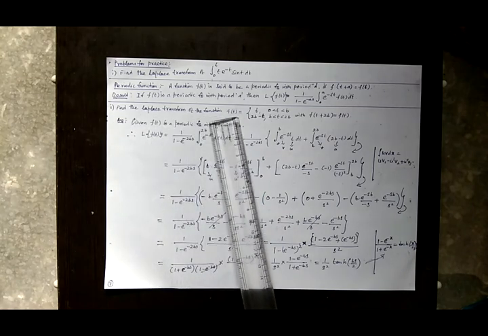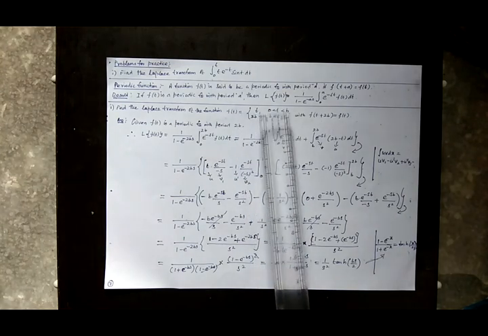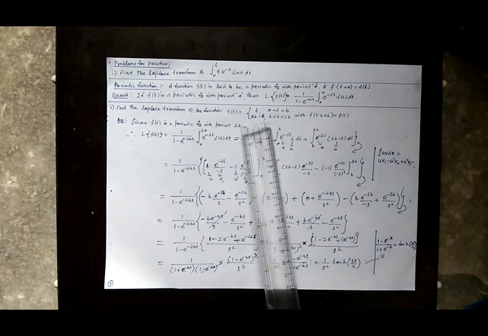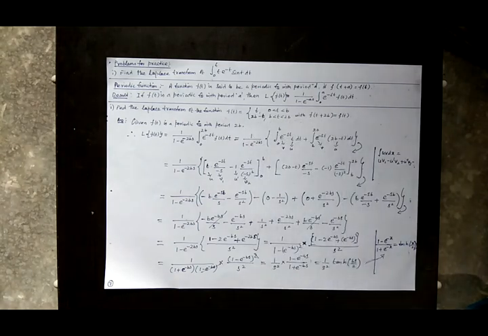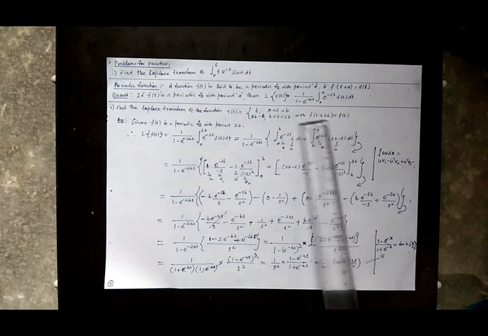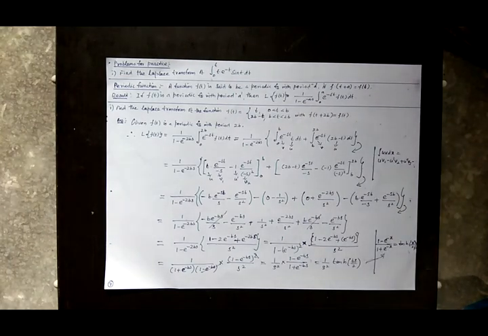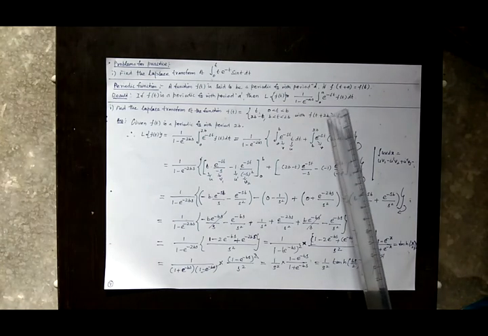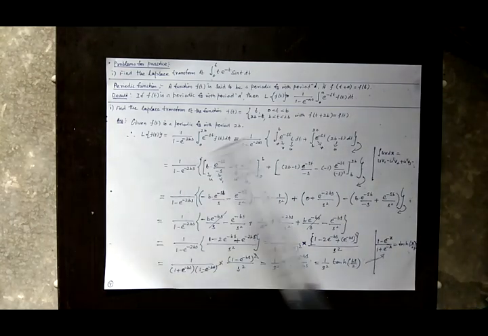Find the Laplace transform of the function f of t, which is defined as t in the interval 0 to b, and equal to 2b minus t in the interval b to 2b, with f of t plus 2b equal to f of t. Whenever you are given an identity like this, f of t plus 2b equal to f of t, it means that f of t is a periodic function with 2b as its period. Okay, so it is understood.